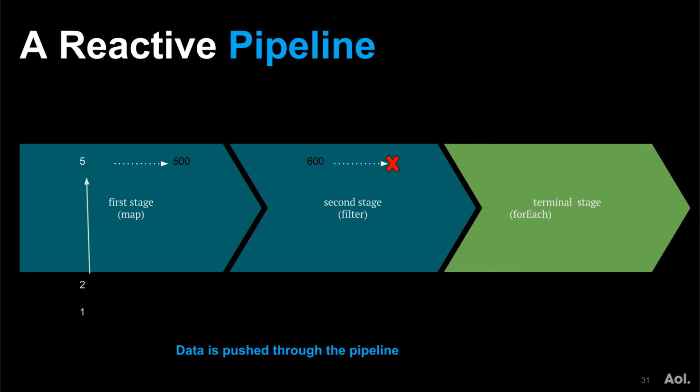600 is greater than 551, so that's the end of 600. It's disappeared from the pipeline. We're going to drop it. Next up, 5 goes into our map or transformation stage. We multiply that by 100 to get 500. And then it goes into our filtering stage. It's less than 551, so we keep it in. And then it'll go to the terminal stage where we print it out to the console, and we'll print out 500 to the console. And so on, 2 will come in, multiply it by 100 to 200. It will stay in because it's less than 551, and we'll print it out. And something very similar will happen with 1 as well.